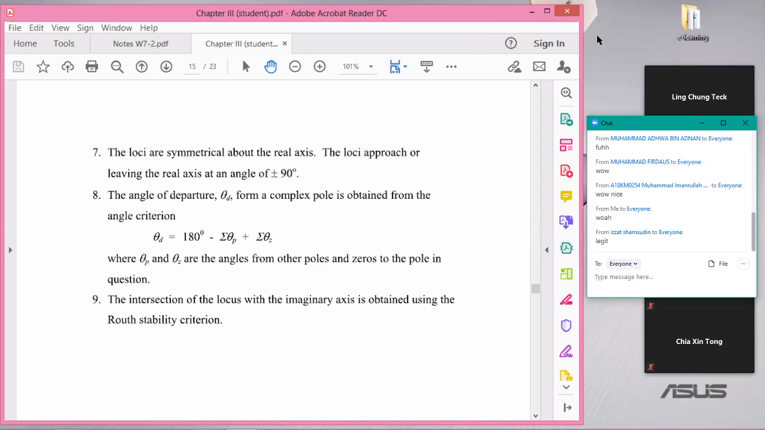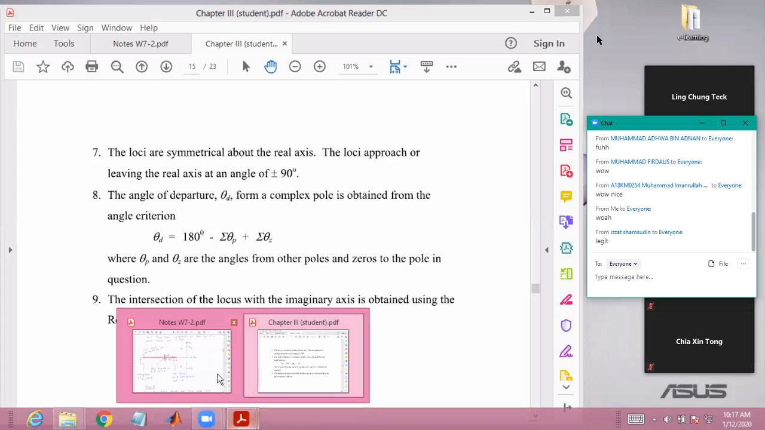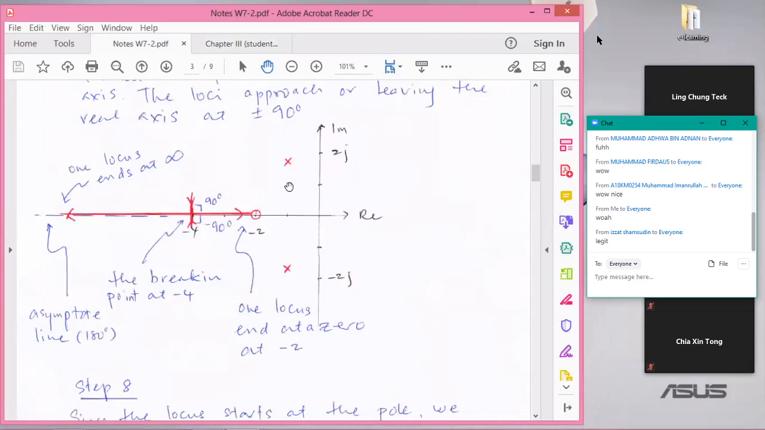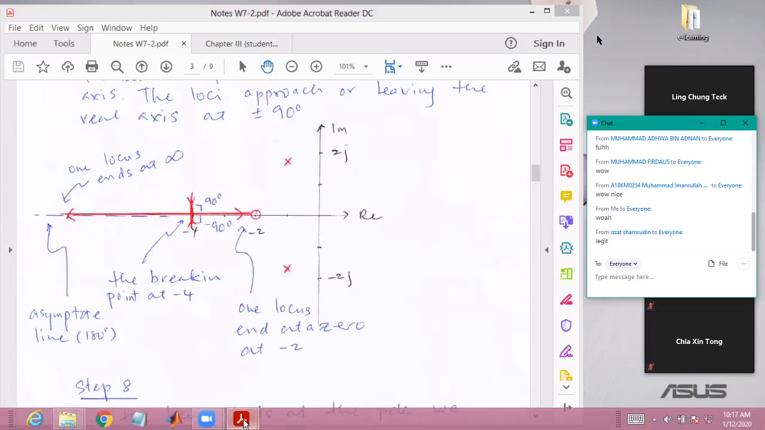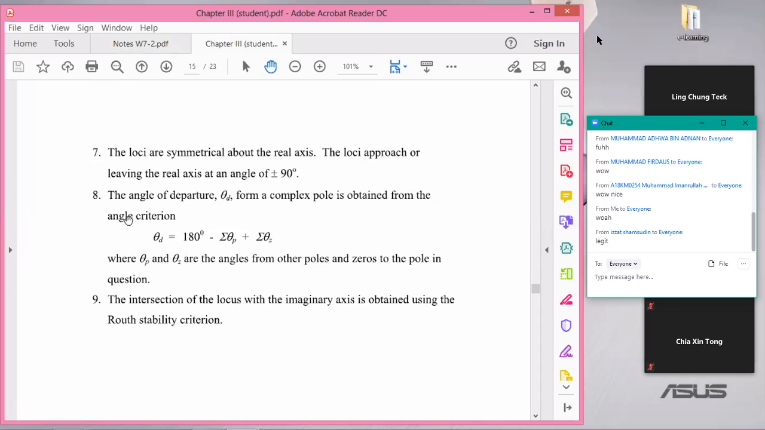Otherwise, you don't know how the locus starts. Is it going to the left, directly to the left, or is it going down, or is it going up? So you can compute the departure angle using guideline number 8. So the departure angle from a complex pole can be computed. So theta d here is called the departure angle.